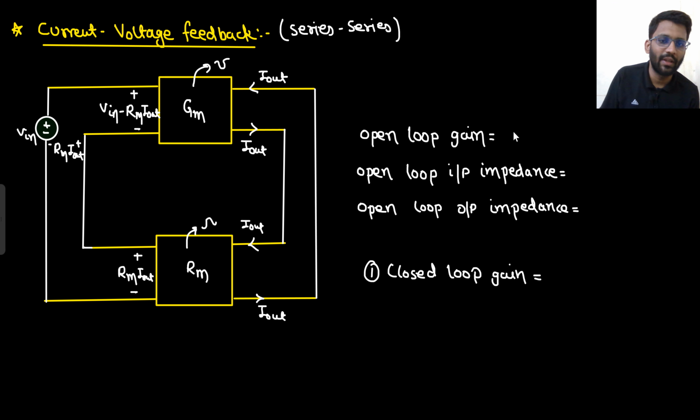So what is your open loop gain? That is GM. Open loop gain is GM. What is your open loop input impedance? That is Rin. What is your open loop output impedance?